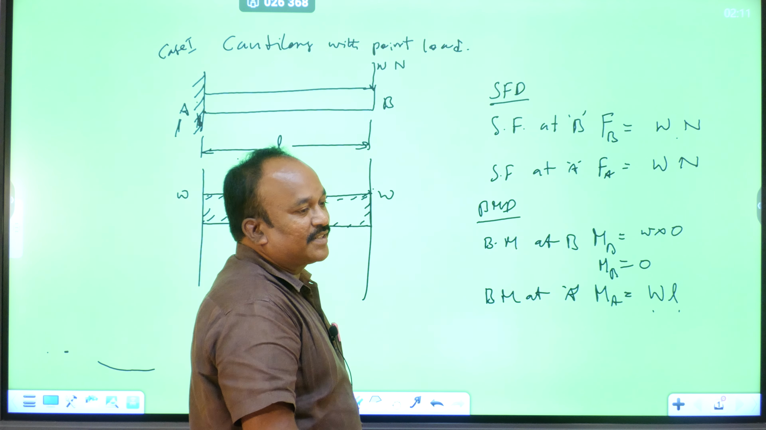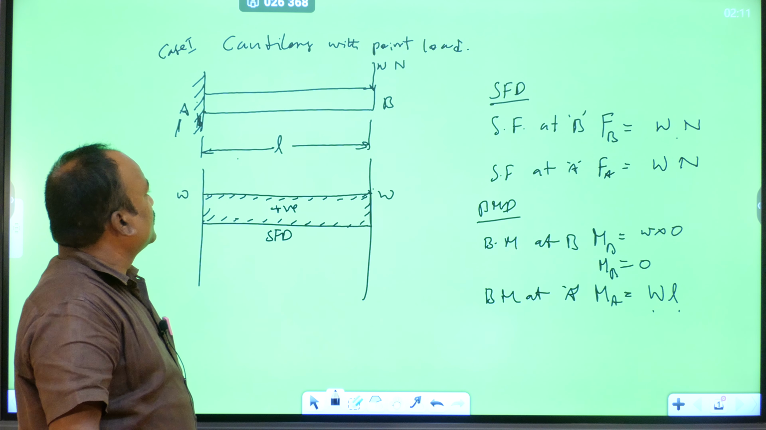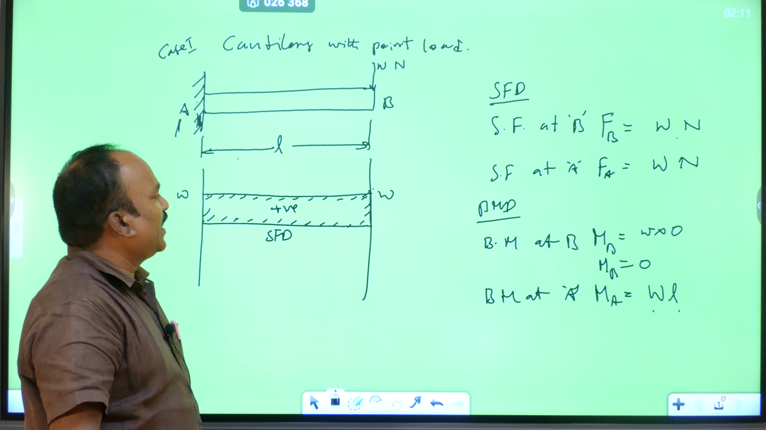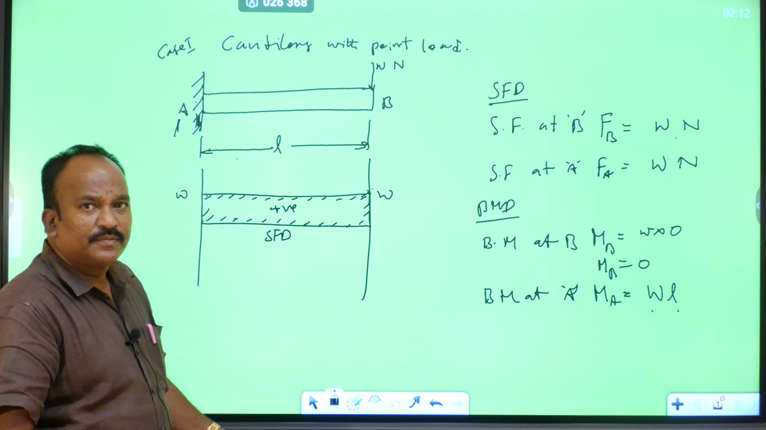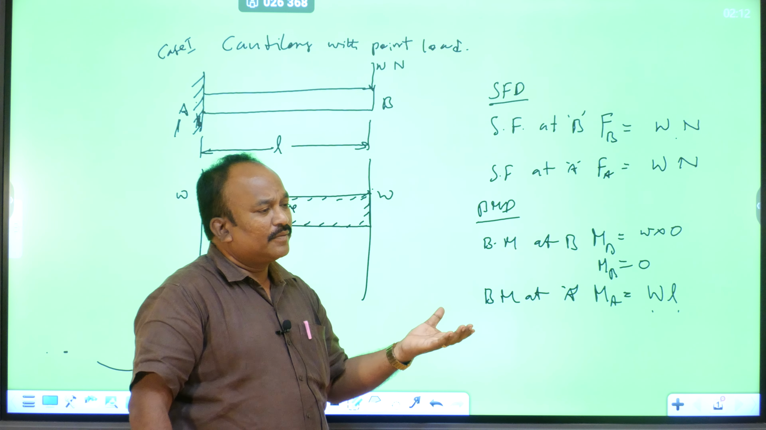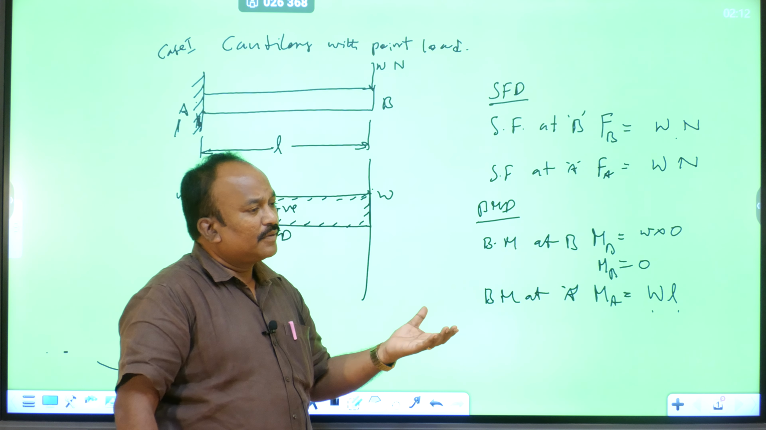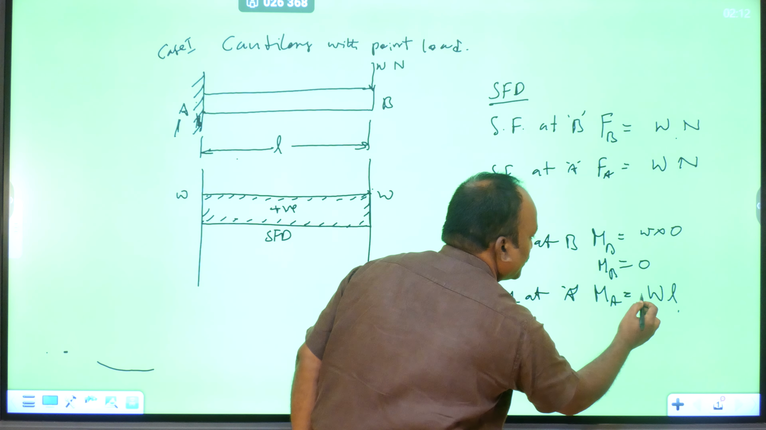What about the sign convention in bending moment diagrams? Sagging or hogging. This load is acting downward, so it is negative: concave downward, convex upward. Since the load acts downward, the bending moment is negative.